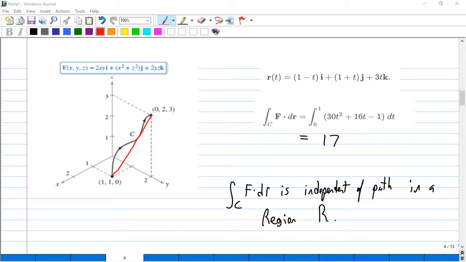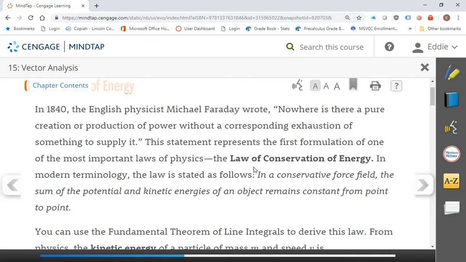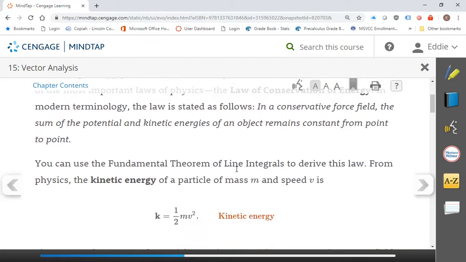All right, not going to do that much on the next part of the section, so we're just going to run through it really quick, even though some of you may be interested in it. It's not because I'm about to run out of time, it's just because we're not going to do a lot with it right now. And it's conservation of energy. In a conservative force field, the sum of the potential and kinetic energies of an object remains constant from point to point.